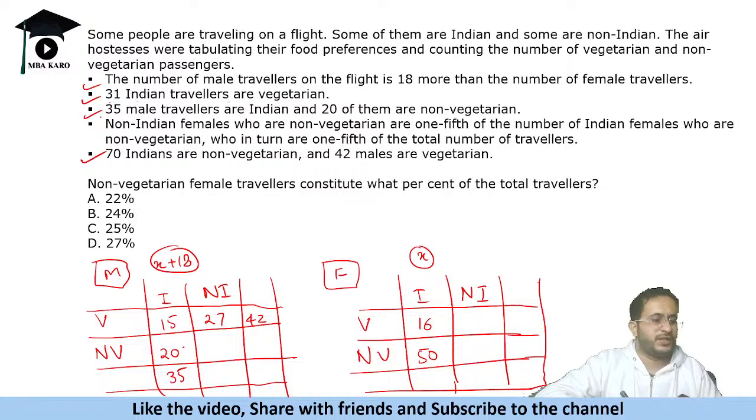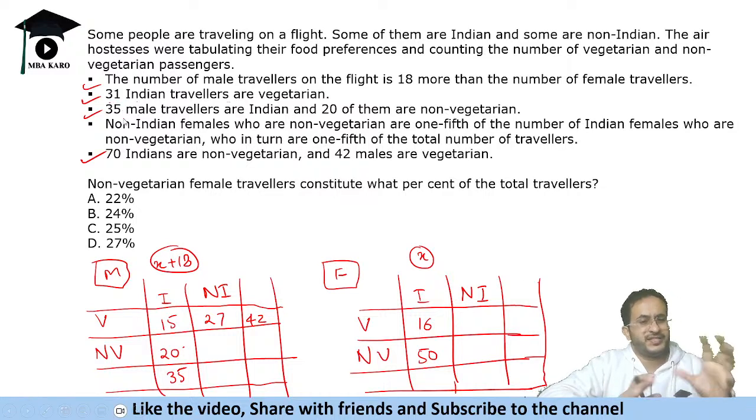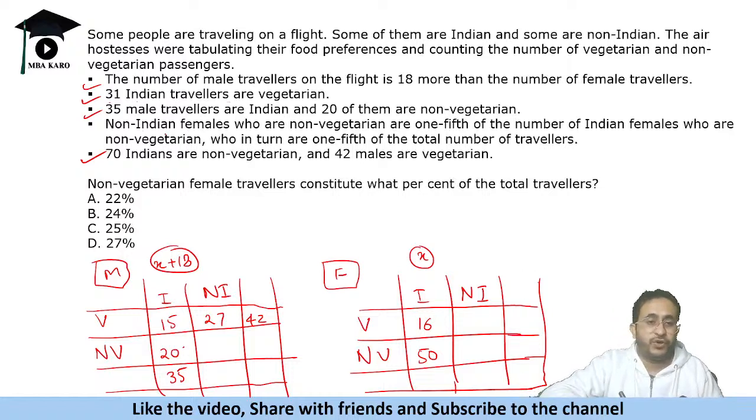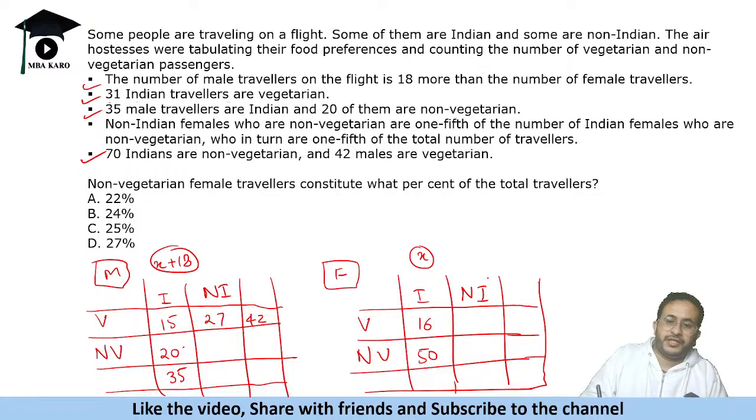Now let's use the second last statement. Since it was a lengthy one, we process it in the end. It says non-Indian females who are non-vegetarian are one-fifth of the number of Indian females who are non-vegetarian. Indian females non-vegetarian, इसका one-fifth है. So this is 10. ठीक है, ये 10 आ गया.